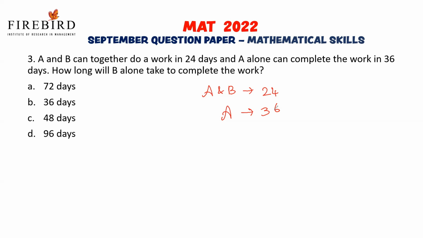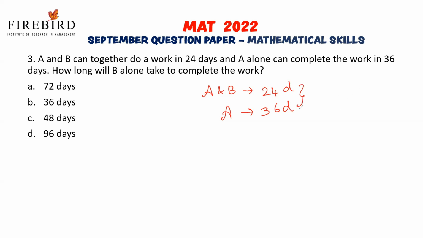Okay, so what you have to do is you should start solving the question while reading it itself, while reading it for the first time itself. That is very important. Okay, so A and B together can do your work in 24 days. A alone can do the work in 36 days. How long will B alone take to complete the work is my question.